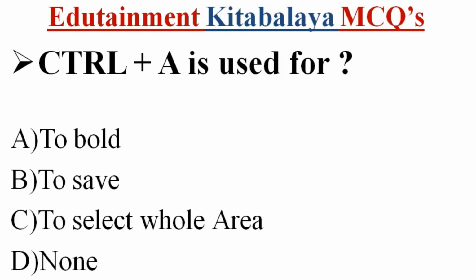Question of the day. Ctrl+A is used for A. To bold. B. To save. C. To select whole area. D. None. Please leave answer in comment section down below.